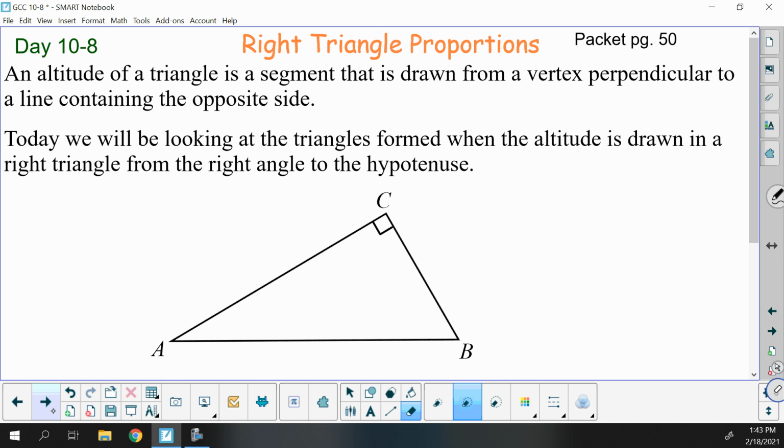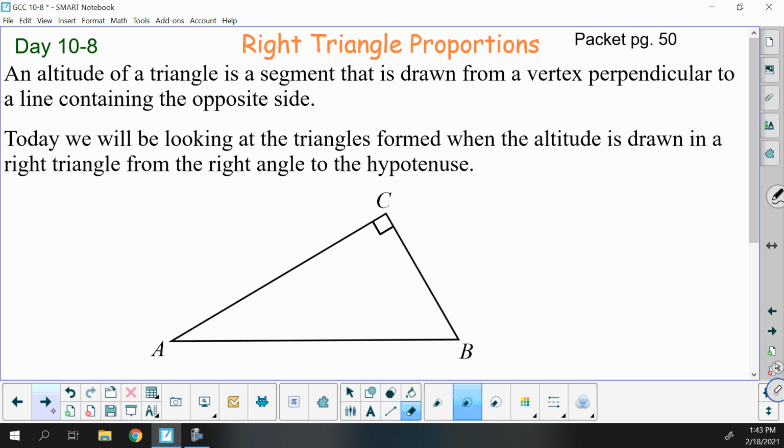So we're going to start on page 50. Our topic for today is proportions within right triangles. Here we've got a right triangle given to us, right triangle ABC with a right angle at C. An altitude of a triangle is a segment that's drawn from a vertex and is perpendicular to the opposite side. We saw that in one of our early units this year.